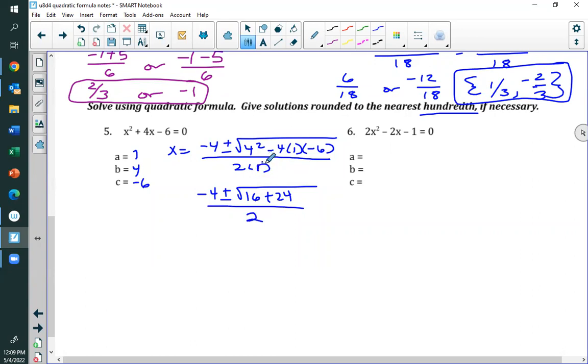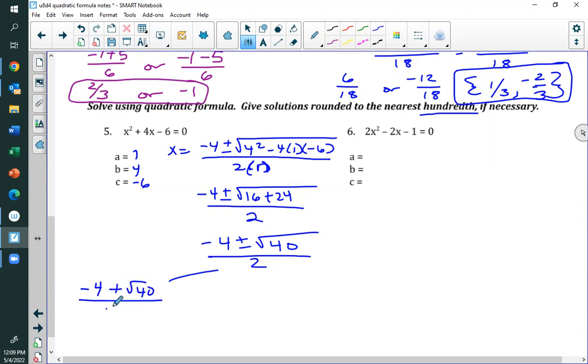Sorry, this tablet is really hard sometimes for me. I'm messy anyway, but it's really hard for me to be neat on here. Okay, I'm still solving, so I know this is -4 plus or minus the square root of 40 all over 2. So here's where I've got some weirdness happening, okay? I'm gonna break this up. If I have -4 plus the square root of 40, all over 2, I'm gonna do this on my calculator. I'm gonna type in 4 and then press the negative sign. So I'm -4 plus the square root of 40 equals, and I'm gonna divide it all by 2.